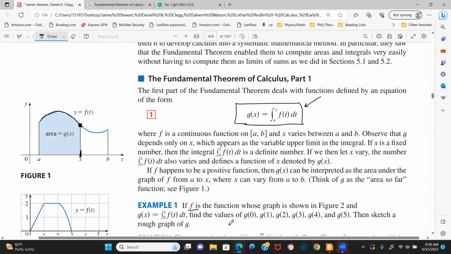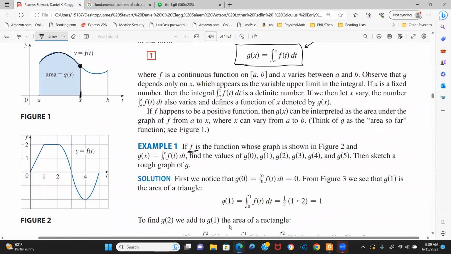And then in this example, we're going to assume we have this function f, and the graph of f is shown here. And then we're going to define g of x in this way right here. It's going to be the integral from 0 up to x. I guess this is 5, so we're considering x between 0 and 5. And let's see, we want to calculate these values here.